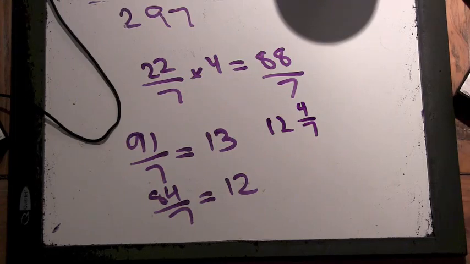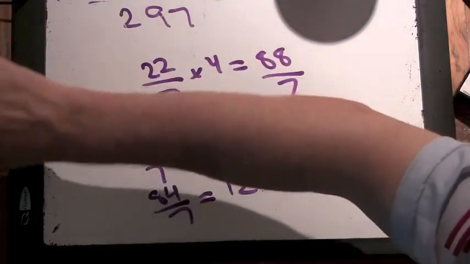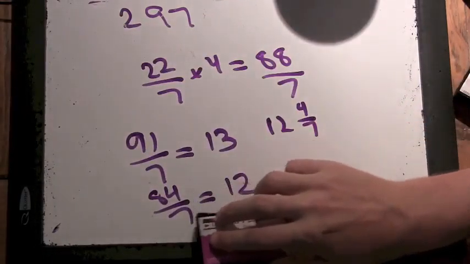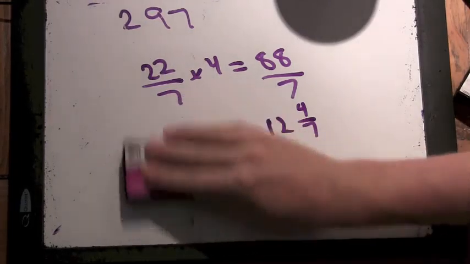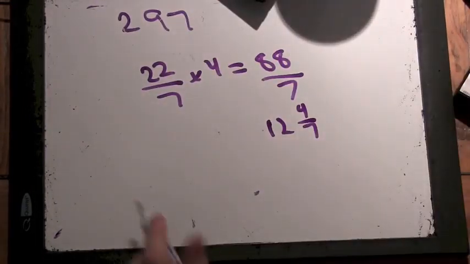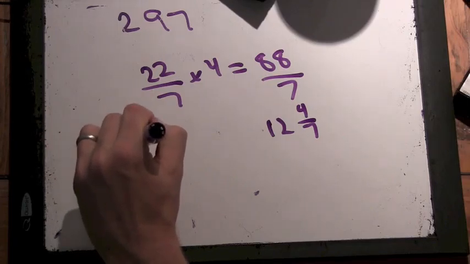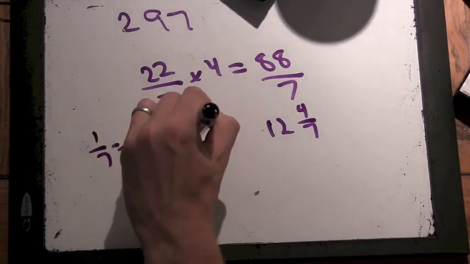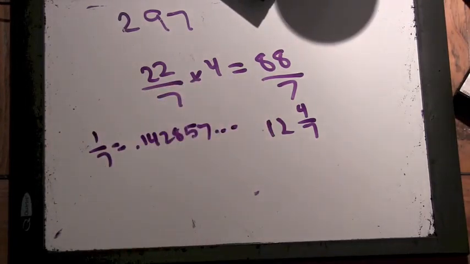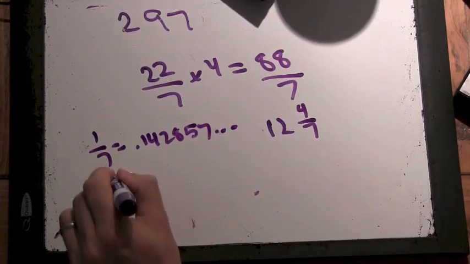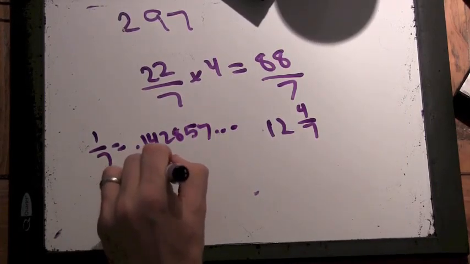And 4 sevenths is a little over a half. Do you know what 4 sevenths is exactly? There's a sneaky trick for the sevenths that I remember. 1 seventh is 0.142857 repeating. 2 sevenths is 0.285714, repeating.